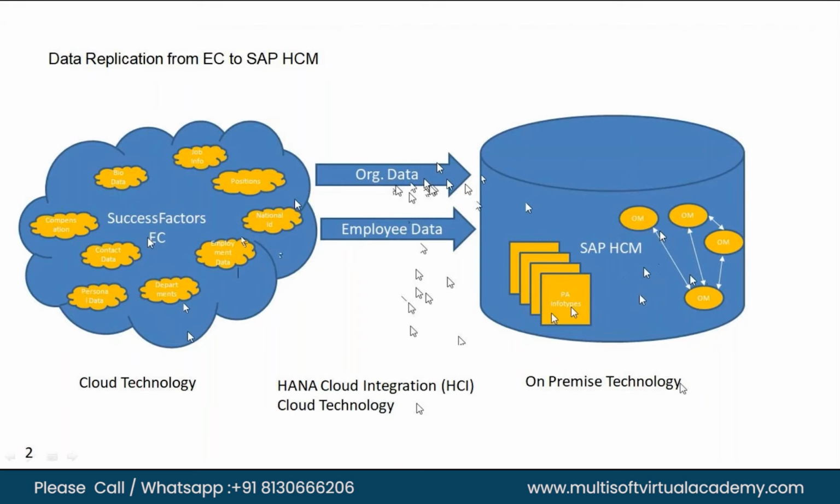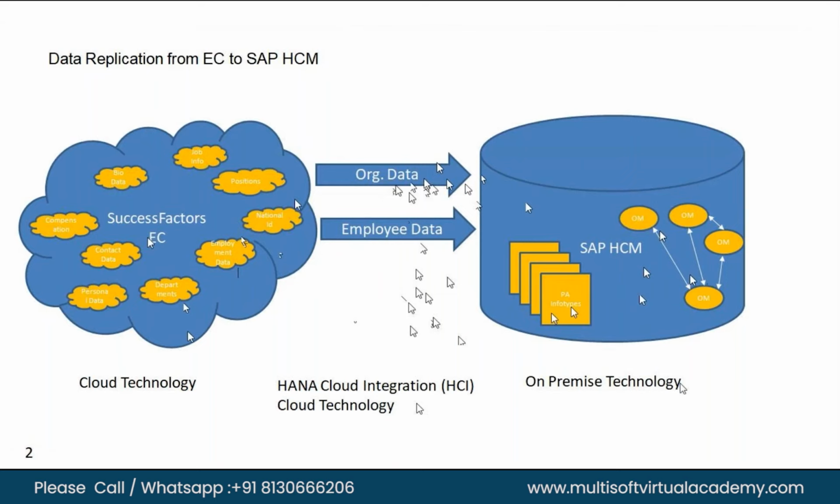First step, we run the org replication; second step, employee replication; and then third step, employee org assignment, where we make sure that all the infotype 1 data, all the historic data, is updated in infotype 1. This is the basic high level of replication.